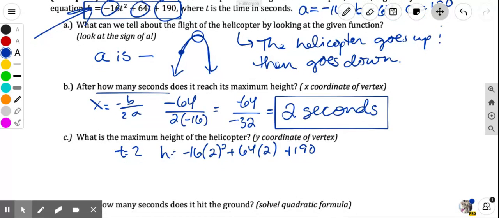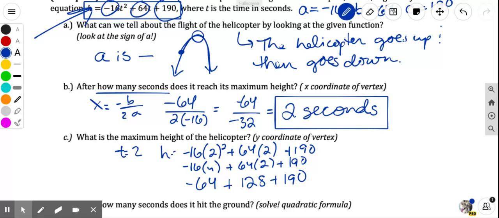Okay, so now I'm going to do exponents first. So 2 squared is 4. So this is negative 16 times 4 plus 64 times 2. I'm just going to rewrite it all, do one step at a time, plus 190. So now left to right, I'm going to multiply. Negative 16 times 4 is negative 64. 64 times 2 is 128.